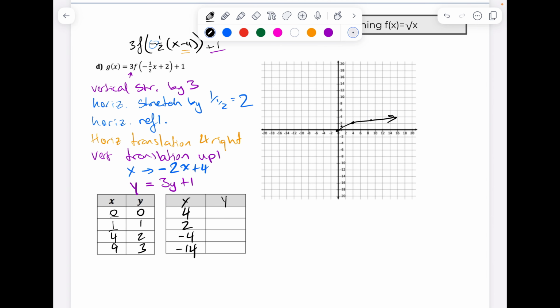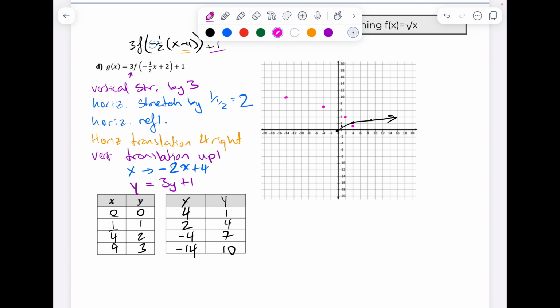So 3 times 0 is 0, plus 1 is 1. 3 times 1 is 3, plus 1 is 4. 3 times 2 is 6, plus 1 is 7. And 3 times 3 is 9, plus 1 is 10. So let's plot these new points. 4, 1, 2, 4, negative 4, 7. And then negative 14, 10.